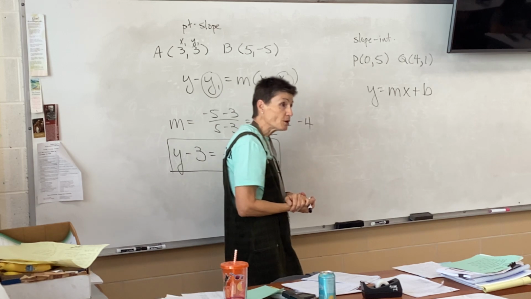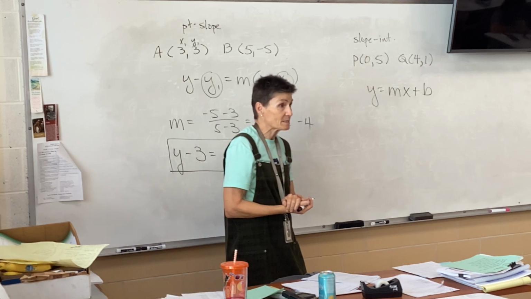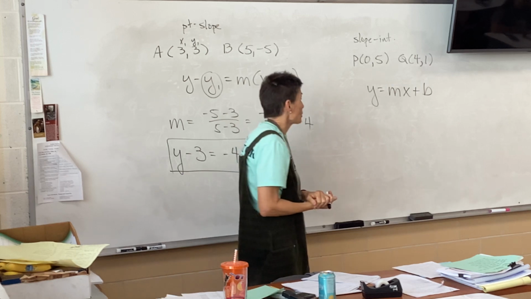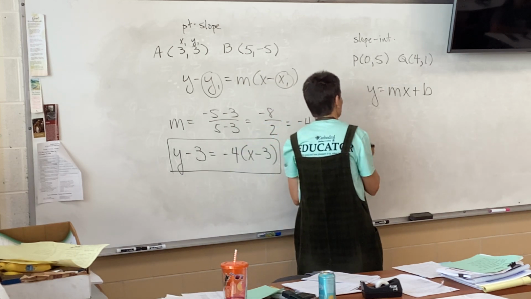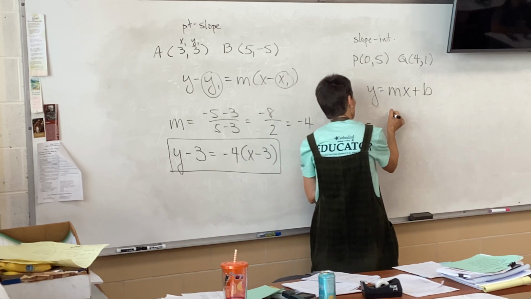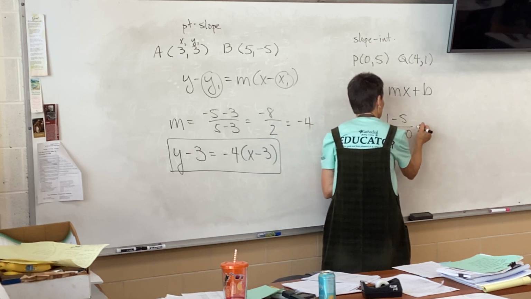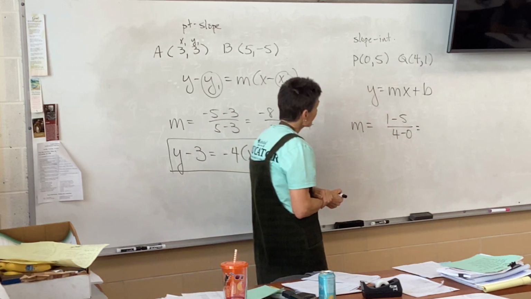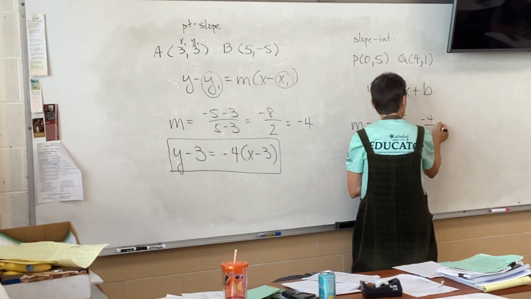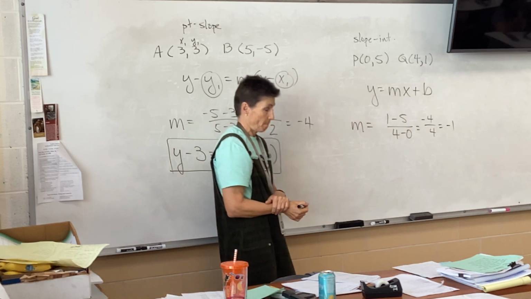Now, regardless of how you do the problem, the first thing you have to do always is find the slope. Don't I need the slope no matter what? I have an m. So I'm going to find the slope of the line. So here we go, just like we did before. M equals 1 minus 5 over 4 minus 0. Did you get negative 1? Perfect.